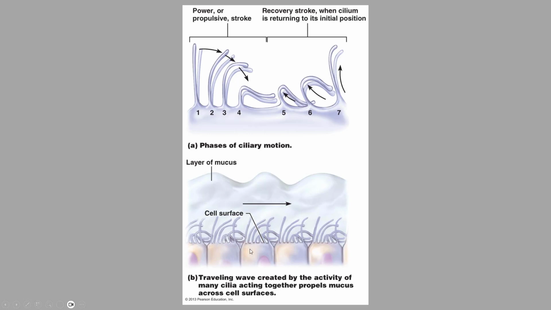In our trachea, mucus lines the trachea, and as these cilia move, they move the mucus upwards so that we can cough it out. So cilia are very short, there tends to be a lot of them, and they move substances across the surface of the cell.